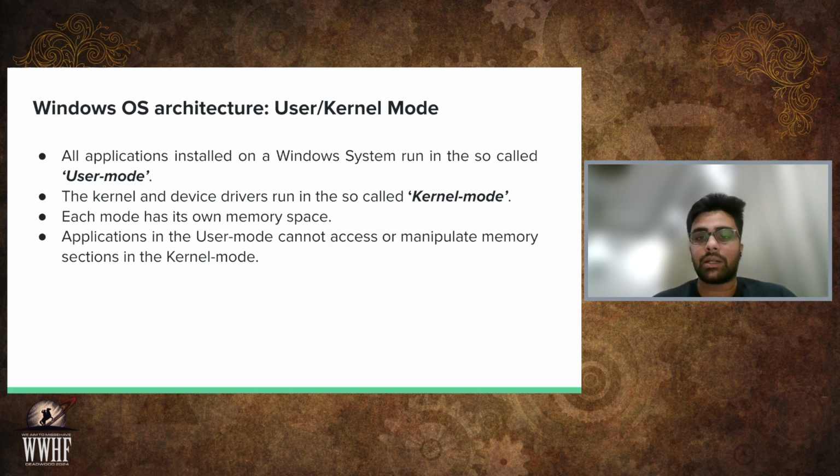So all the applications that are running on your Windows operating system right now, let's say for example the Zoom client, or suppose this presentation, the Chrome browser that I'm running the presentation on, run in user mode, or in the user section of the memory. All the kernel and device drivers run in the so-called kernel mode, or in the kernel space of the memory. Each of these two spaces is separate from the other and has its own memory space. Neither of the two can directly manipulate the other.